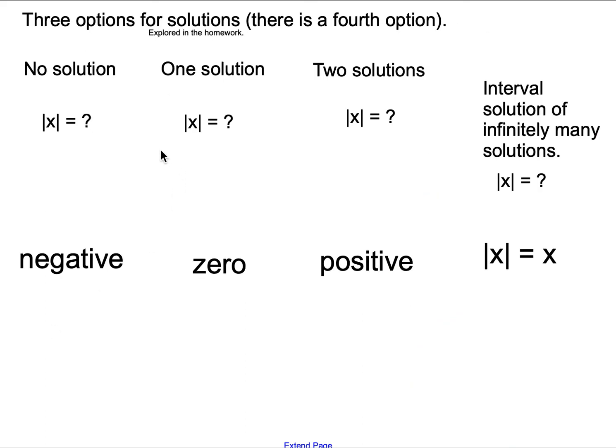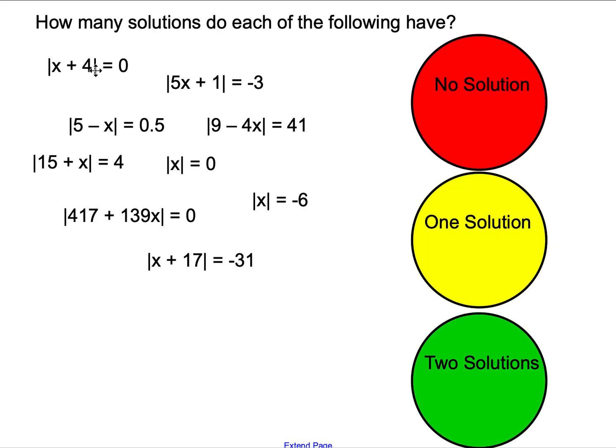And we're just going to use this idea of no solution, 1 solution, or 2 solutions, because none of them have the x on the other side. So the absolute value of x plus 4 equals 0. Because it equals 0, that should have only one solution. And that is correct. The absolute value of 5x plus 1 equals negative 3. Because it equals a negative 3, that is going to have no solution.